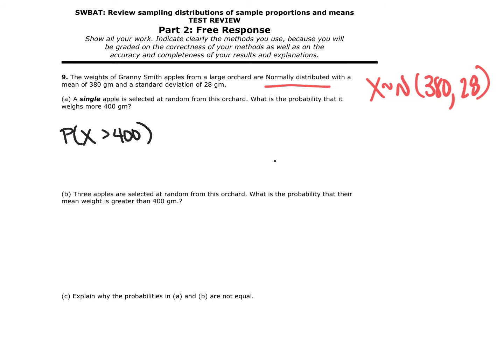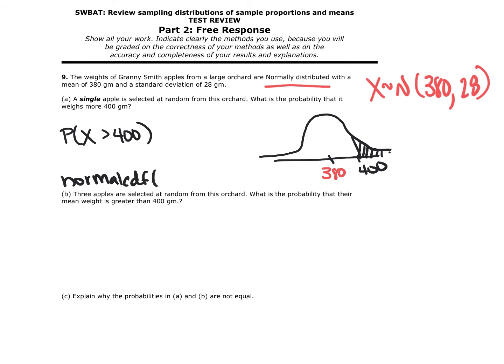Well, remember, we draw a normal curve. And on this normal curve, we have a mean of 380. And we're going to place 400 on the right side. Let's say greater than that value, right? And so we're going to do normal CDF. We know the lower bound here is 400. Upper bound is a bunch of 9s, at least 4. Mean is 380. Standard deviation is 28. So we plug that into our calculator. And I get a value that's equal to 0.238.